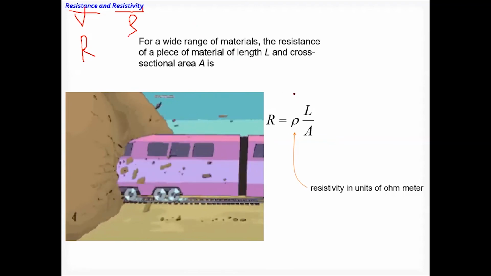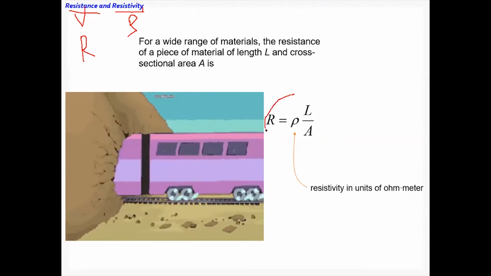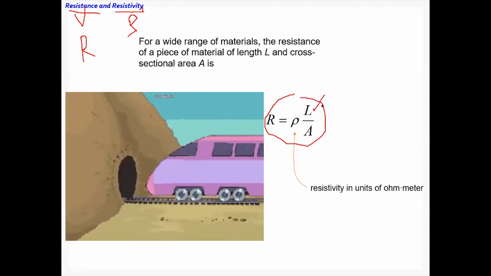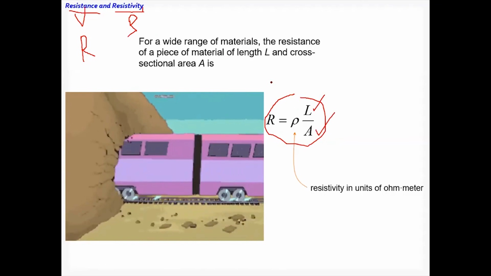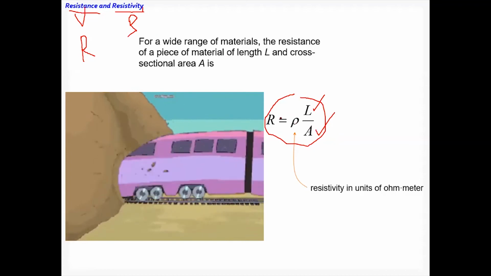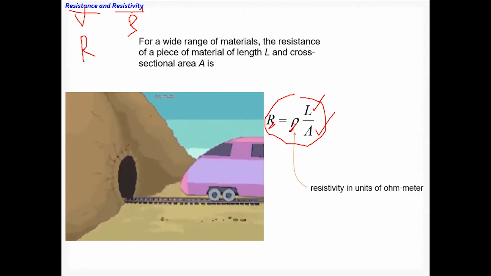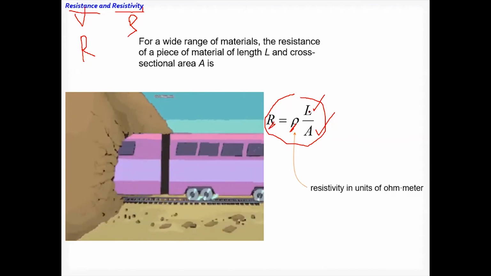Resistivity is given by this equation here. R equals rho L over A. Okay. So this is how resistance and resistivity are connected. This is resistance, this is resistivity. They are connected like this. So R equals rho times L over A.